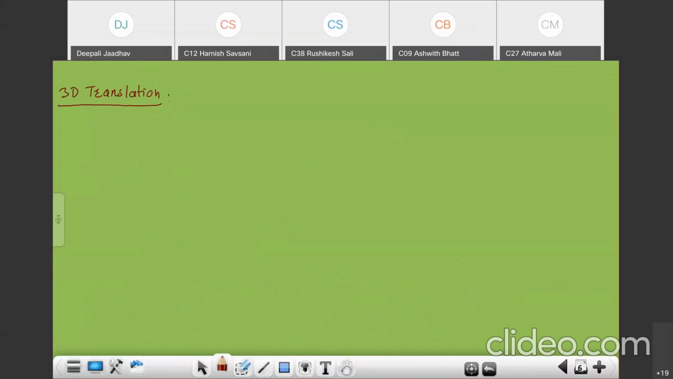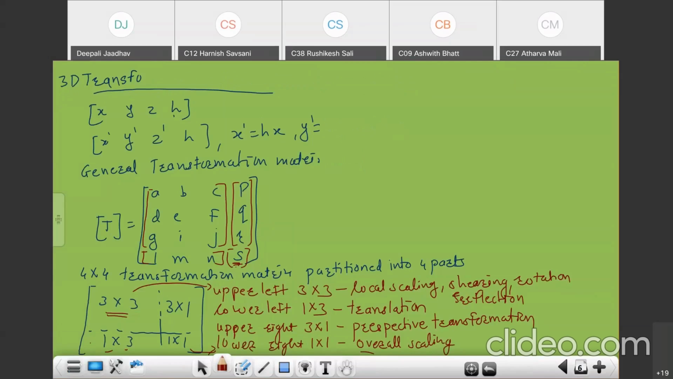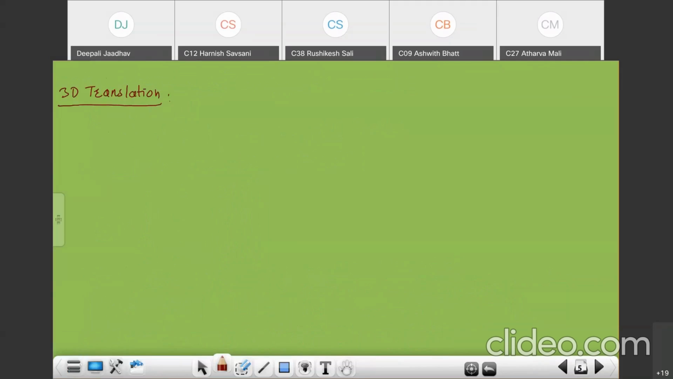So for translation, here, which part is used? The lower left 1 by 3 matrix is used for translation. For translation, these are the L, M, N values. In some books or on the internet, you can see Tx, Ty, Tz. Any variable we can use there. Here, L, M, N is used.